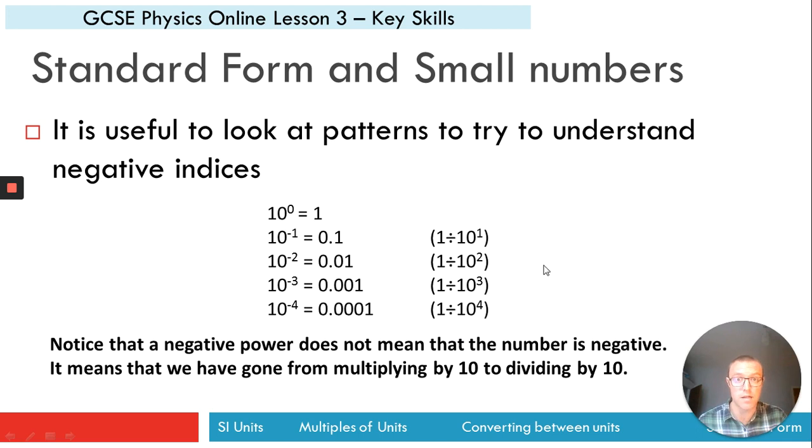Now, don't worry if you don't understand the mathematical operation here. We can quickly get our power of 10 by simply looking at the number that the 10 is raised to. So, for example, for 10 to the power minus 4, the number is 4. And then look at the number of zeros in our power of 10 number. There are 4 zeros. 10 to the power minus 4, 1, 2, 3, 4 zeros. Because it's a minus, we're going below 1. Notice that the negative power does not mean that the number is negative. It means we've gone from multiplying by 10 to dividing by 10.